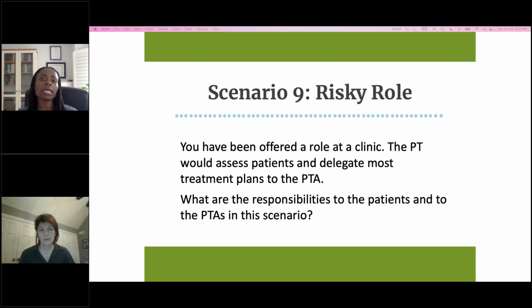There should also be, again, it comes back down to that communication process, particularly if they're assigning most of the treatment to that PTA. They need to ensure that there is a communication protocol in place as to when and how they're going to be meeting, and when the PTA will need to contact them in case of any changes or any questions the patients may have.